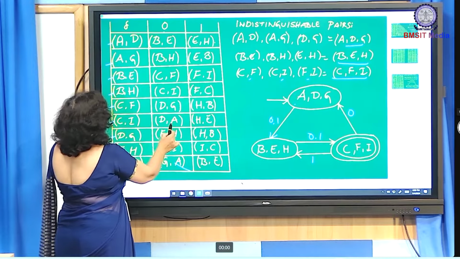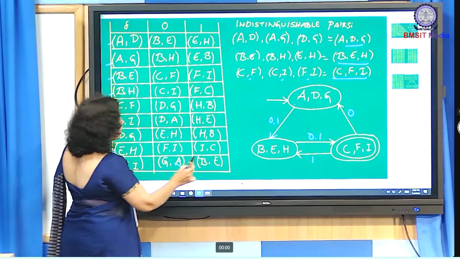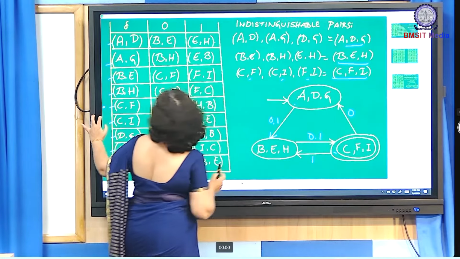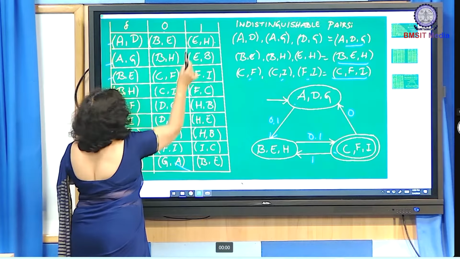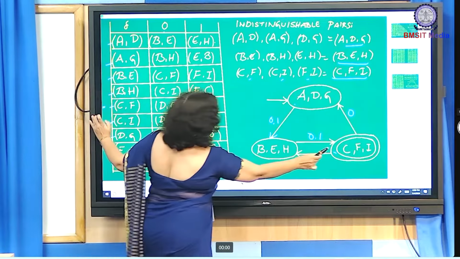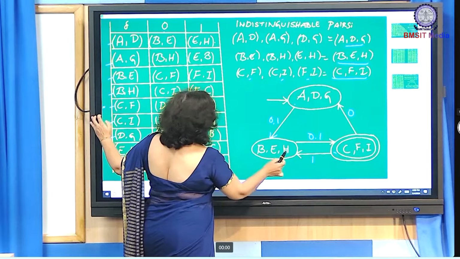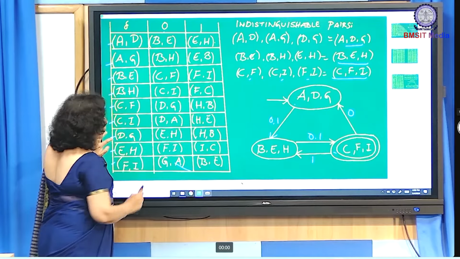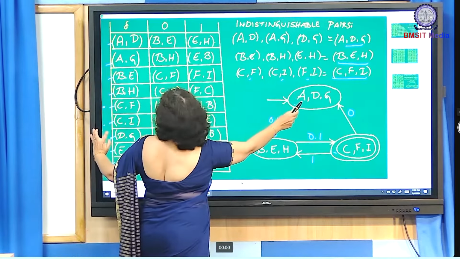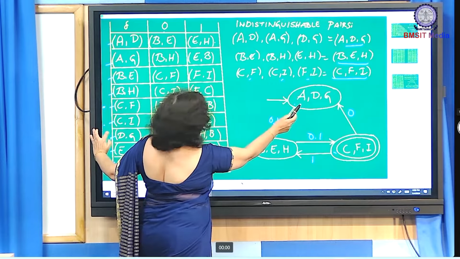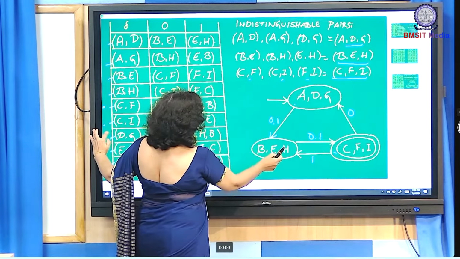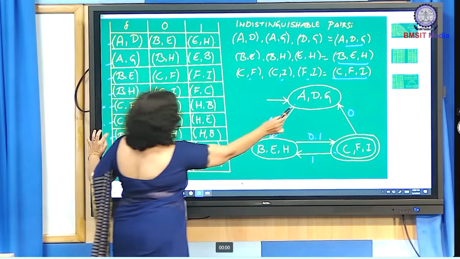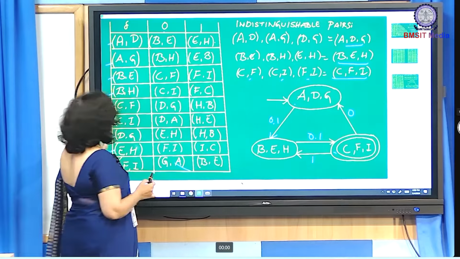CI on 0 goes to AD. It's already taken. CI on 1 goes to EH. Already taken. DG on 0 goes to EH. It's already taken. DG on 1 goes to BH. It is already covered.